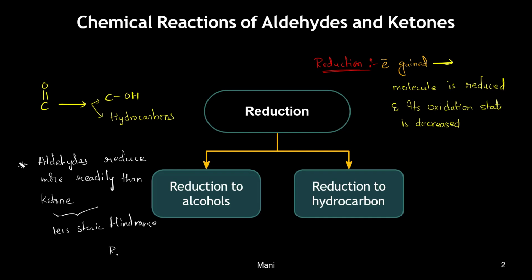If you see the ketone, it has two big groups, alkyl groups on either side. These two are bulky groups, so they produce steric hindrance. Whereas the aldehyde has only one bulky group, and the other one is a simple small hydrogen. So there will be less steric hindrance, and aldehydes can easily be attacked, so they can be reduced more easily than ketones. Less steric hindrance is due to the single hydrogen atom present in aldehydes, whereas in ketones there are two alkyl groups.